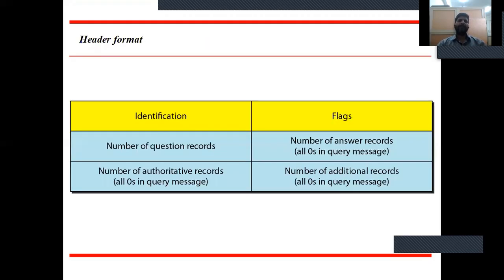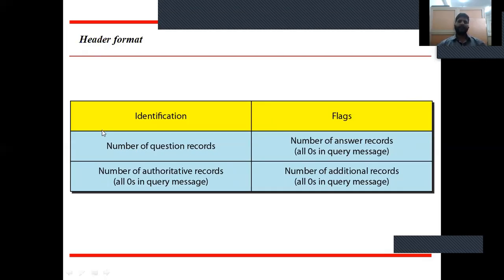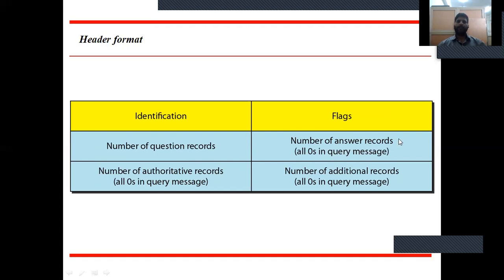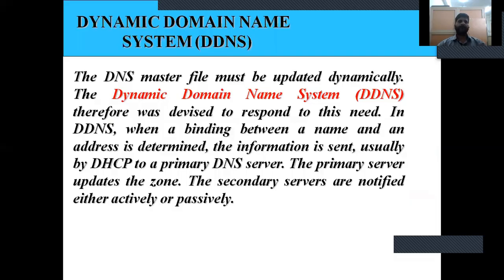So the header format is used. These are the attributes: identification, flags, number of question records, number of answer records (all zeros in query message), number of authoritative records (zeros in query message), and number of additional records (all zeros in query message). This is the header format of response.